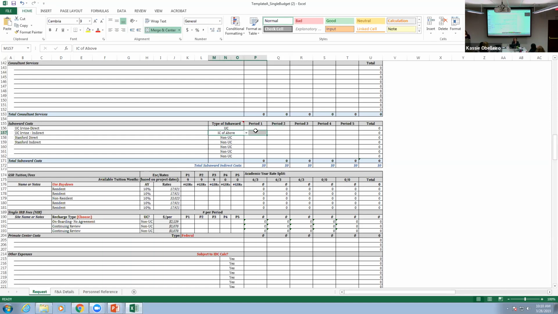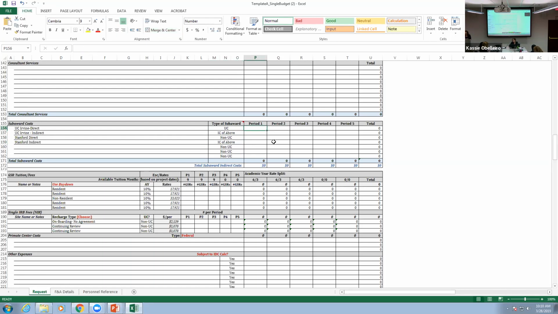these lines are excluded. Okay, so for the next one for Stanford, that's non-UC, we're going to charge on the first 25K if this is modified total direct cost, or the entire thing if it's total direct cost. And then on the second line, we're going to say IC of above. That's going to be their indirect costs.